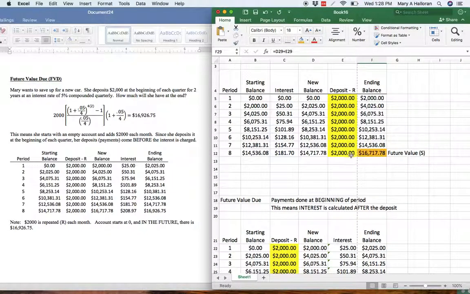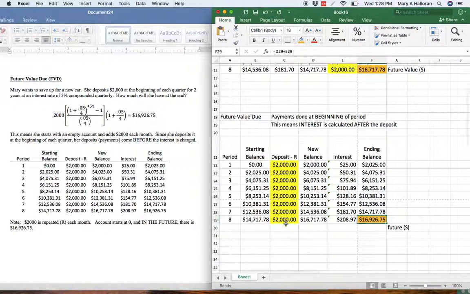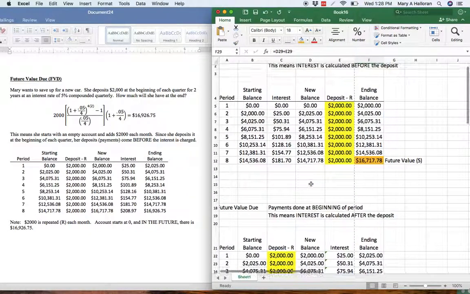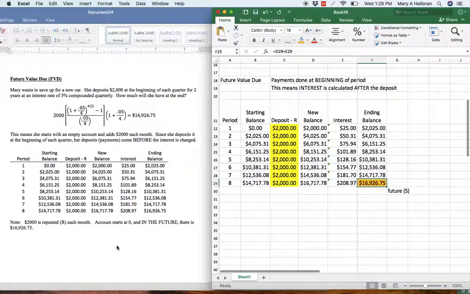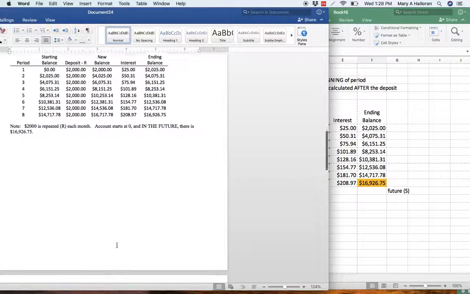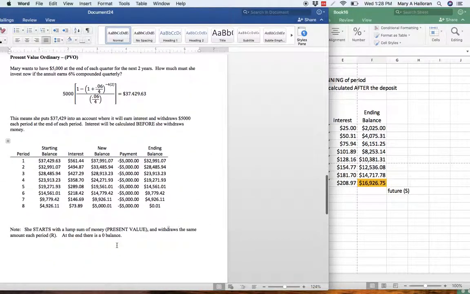This one's ordinary because the deposits happened at the end. These were due because the deposits were made at the beginning. But this is what the bank would be looking like. This is what you'd be seeing every period with the bank. So these are your future value problems. So let's look at a present value problem.